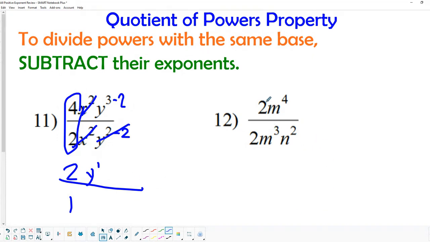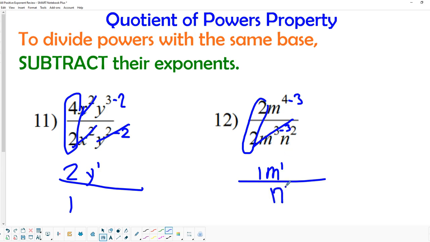Okay, on our next problem, we've got 2 over 2, which simplifies to be just 1. Then for our m's, we've got a smaller m exponent on the bottom than we do on the top, so we're going to subtract that smaller one from the bigger one, which actually cancels this one out because it's m to the 0, which is 1. So then we have 4 minus 3, which is 1, so we have m to the first power on top. And on the bottom, we have an n to the second power, and there's nothing to cancel it out with, so it just stays that way, and there's your answer to that one.